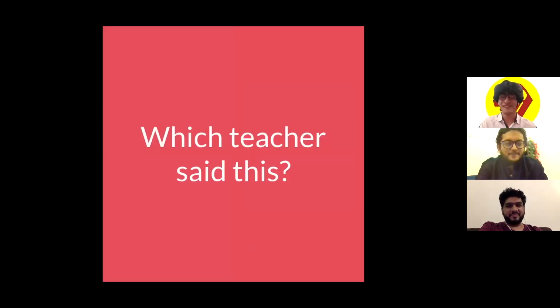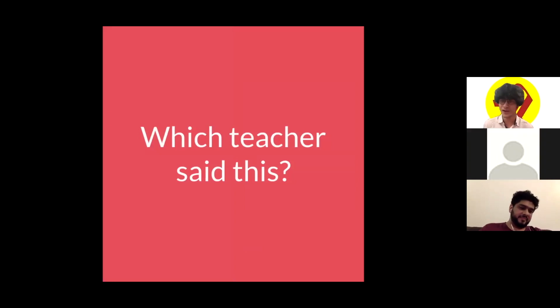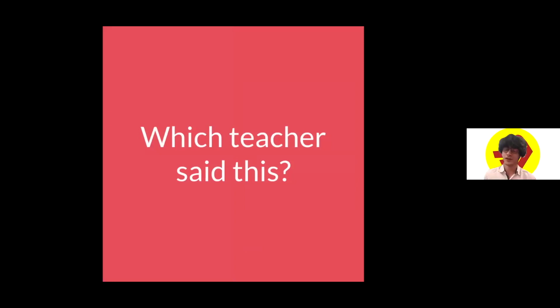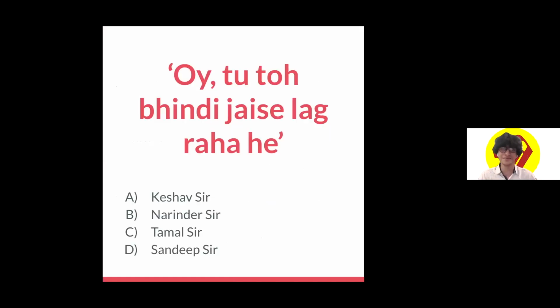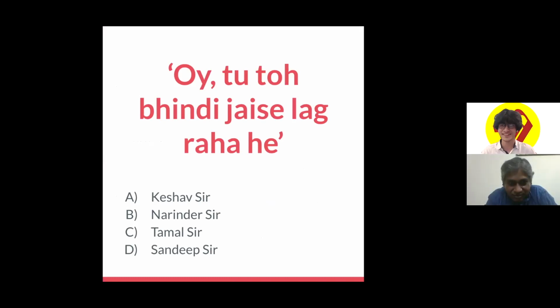Okay. Our final round for today is going to be which teacher said this, in which we're going to give you a quote that was said by a teacher, and you need to guess which teacher said it. A correct answer will earn the team 10 points. It'll pass on once, and a pass question will, of course, be worth 5 points as always. Our first statement is for Team The Lightning. Which teacher once said, "Oye, tu to bhindi jaise lag raha hai"?